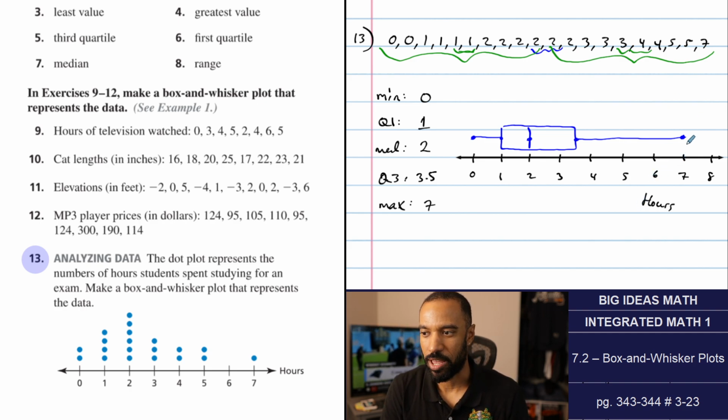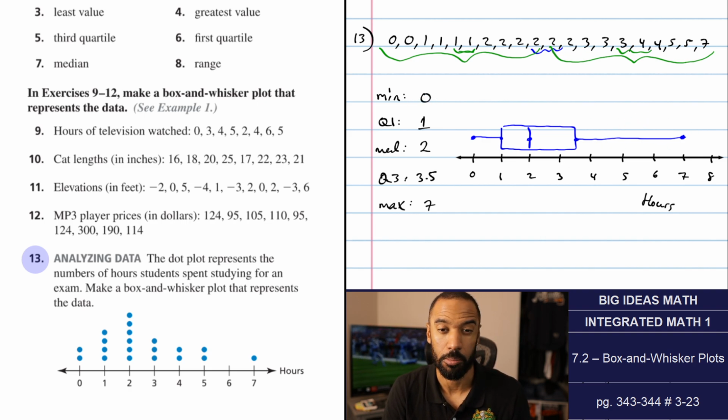Studying for an exam. Who spends 7 hours studying for an exam? But see, that's the thing. Barely anyone does. There's much more spread in that upper 25%. We haven't interpreted anything yet, but we got to get ready to.